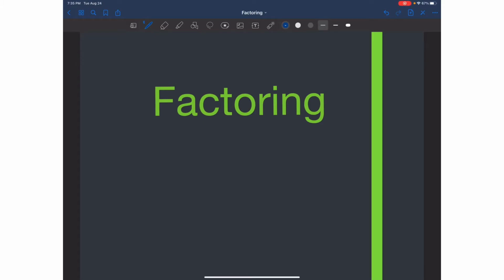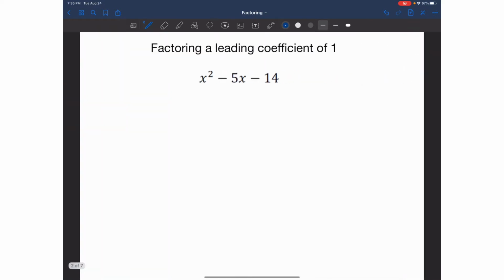Today we will be reviewing factoring. As you remember back from our Algebra 2 class, most of you use the X method to solve. So that's what I'm going to be using.